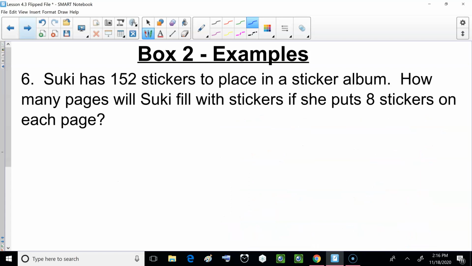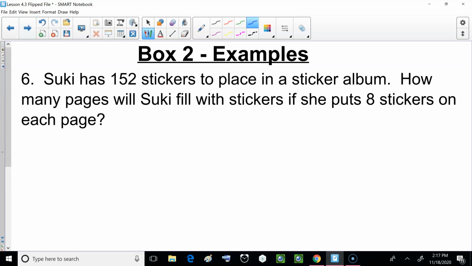And last but not least, a word problem for today. Suki has 152 stickers to place in a sticker album. How many pages will Suki fill with stickers if she puts 8 stickers on each page? So now that we read it once, I have to think about it. What does this mean? And kind of picture it in my head, using our strategies for word problems. Suki has 152 stickers to place in a sticker album. How many pages will Suki fill with stickers if she puts 8 stickers on each page?